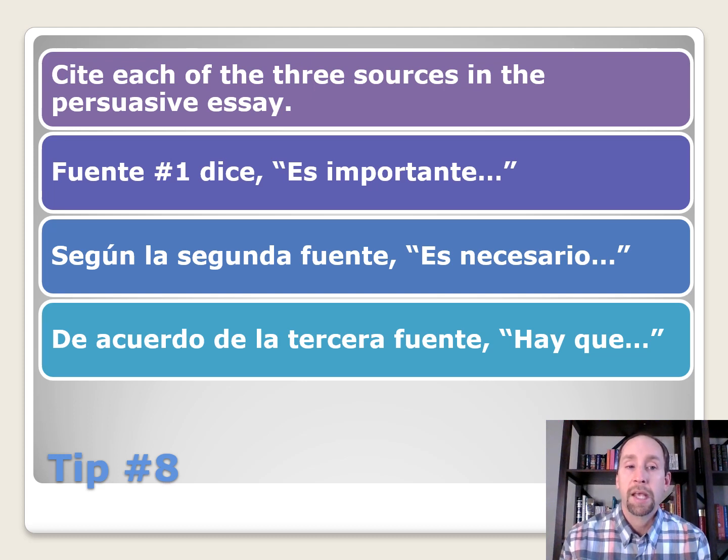So there's no set way to cite. There's not MLA or Chicago style or APA. They don't require that. So you just need to refer back to those sources, and you can call them fuente número uno, segunda fuente, or la tercera fuente, and then you can put in quotation marks, citation that supports your argument, what you're trying to say.